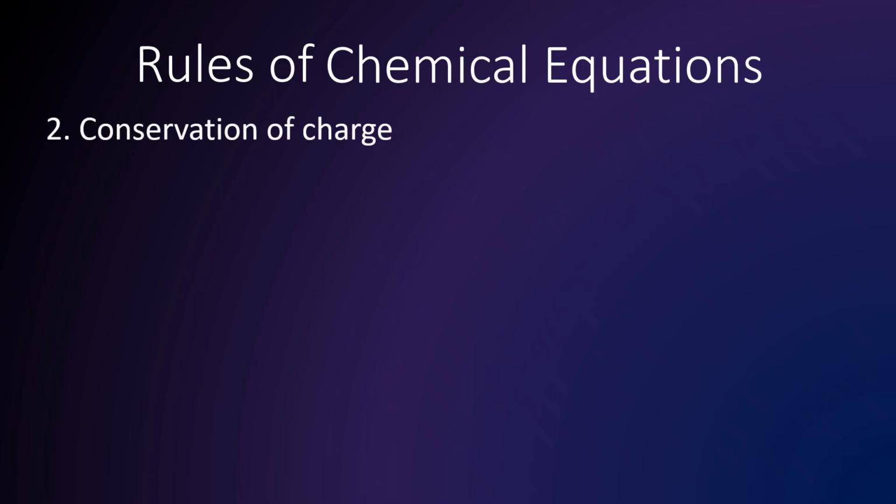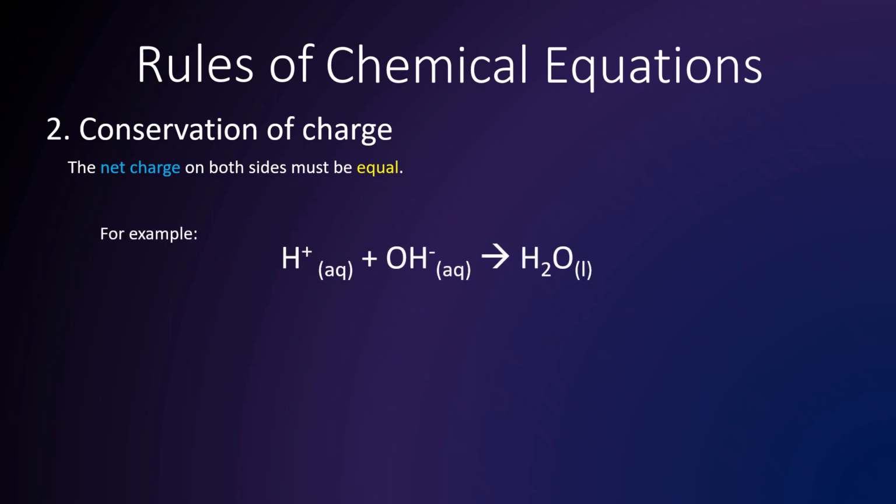Let's take a look at conservation of charge. It means that the net charge on both sides must be equal. For example, here's the net ionic equation representing a neutralization reaction. It means that all ions are shown in aqueous solution and that all spectator ions are not included in the reaction. So, for this instance, we can see that the net charge on the left side and the right side are the same and they are equal to 0.